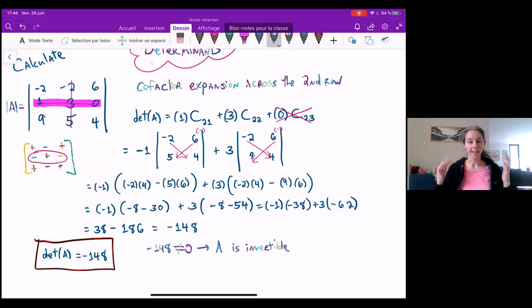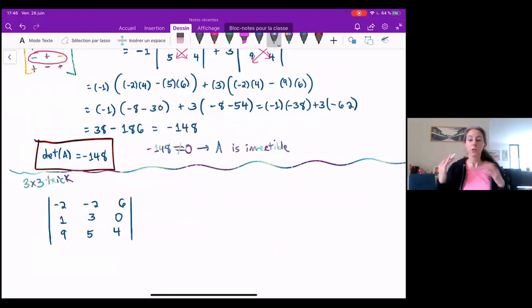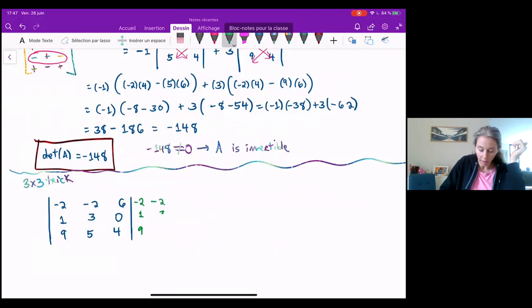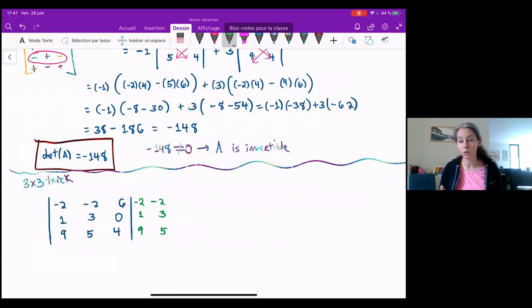Okay, let's do this using our 3 by 3 trick. So we're calculating the same determinant. We should still get the same negative 148 that we got up there. We're just going to use a little bit of a different method, the 3 by 3 trick. And what this trick tells me to start off doing is to take those first two columns and rewrite them at the end. So the 3 by 3 trick is a lot like taking the determinant of a 2 by 2 matrix, doing the diagonal minus the diagonal, but with more diagonals.